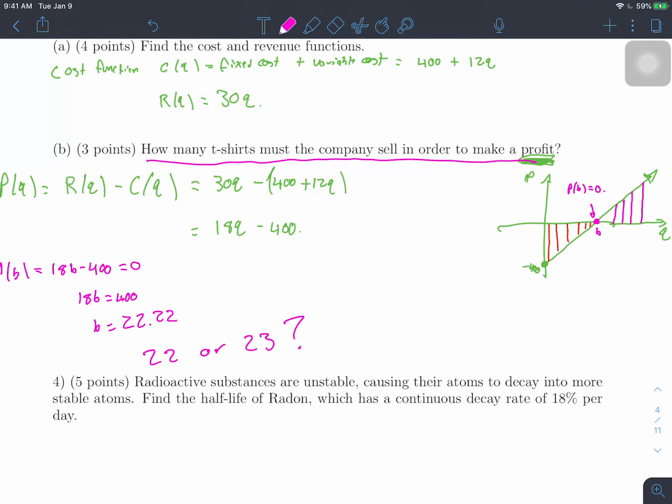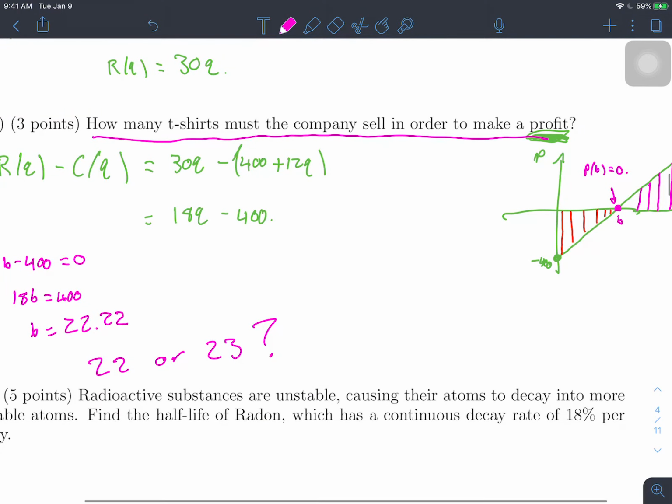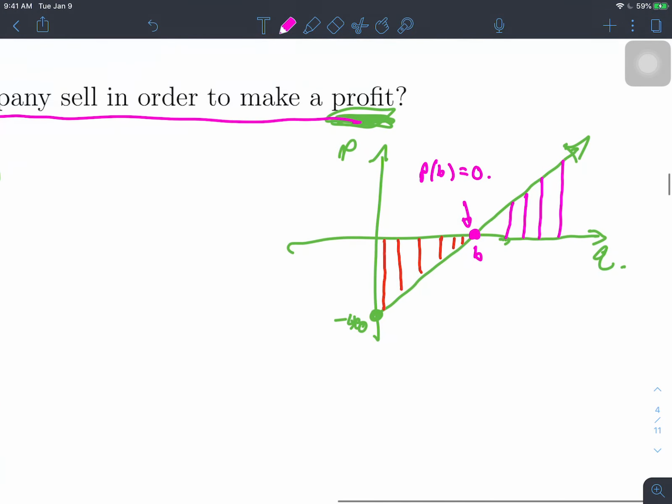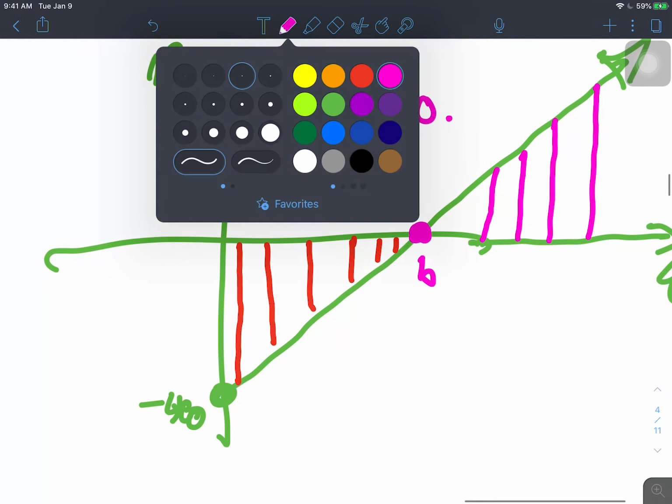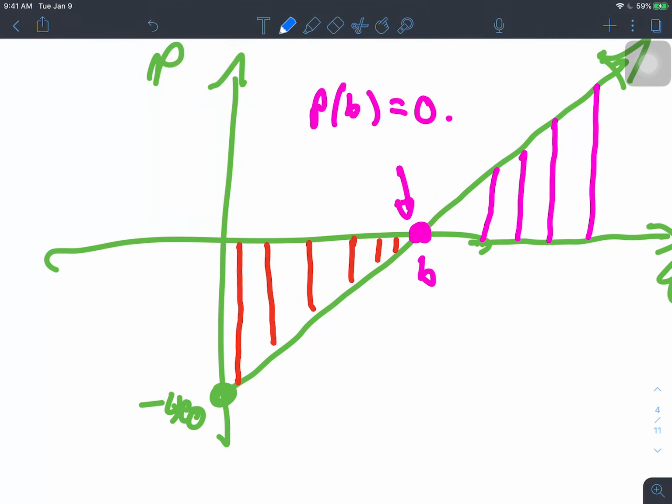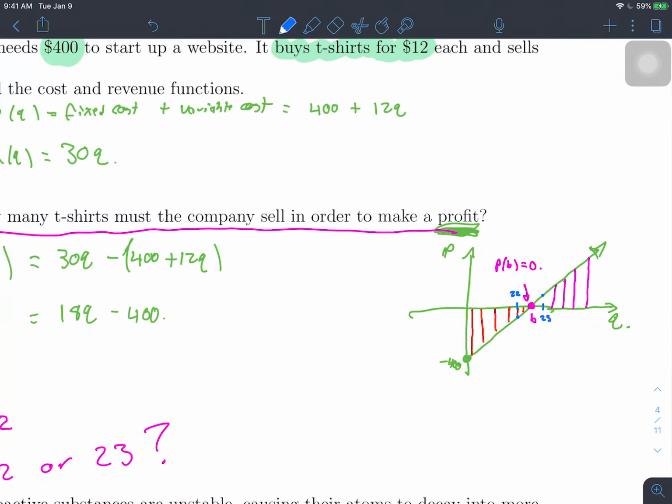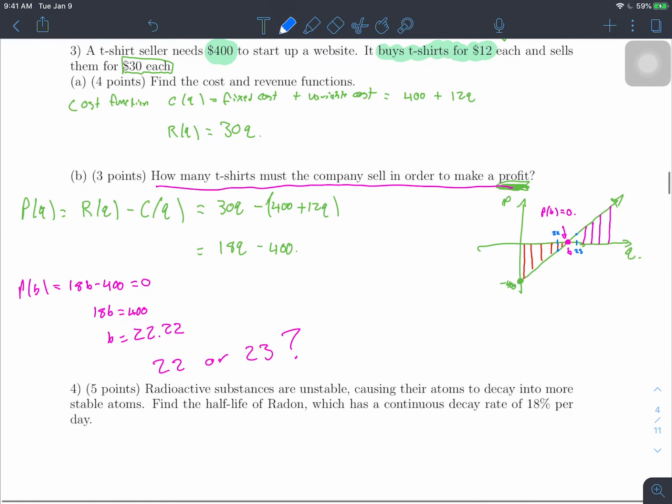Well, if we produce 22, then the Q value is going to be slightly to the left of this break-even point. So 22 is like right here. And 23 is going to be right here. Well, if we choose 22, we're going to lose money because we have this value here which is beneath the x-axis still. If we choose 23, we'll be slightly above. So a good answer to this question would be 23.